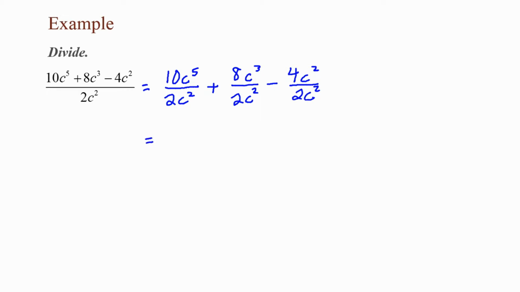10 divided by 2 is 5. C to the fifth divided by c squared is c to the third. Bring down the plus sign. 8 divided by 2 is 4. C to the third divided by c squared is c to the first. Bring down my minus sign. 4 divided by 2 is 2, and c squared divided by c squared cancel out. My final answer is 5c to the third plus 4c minus 2.